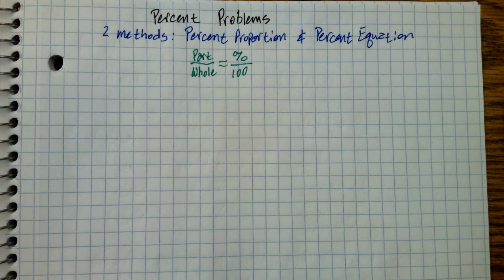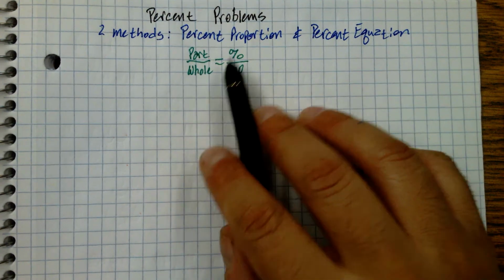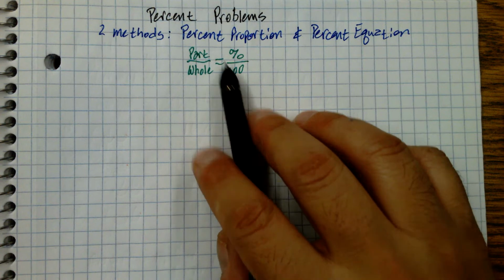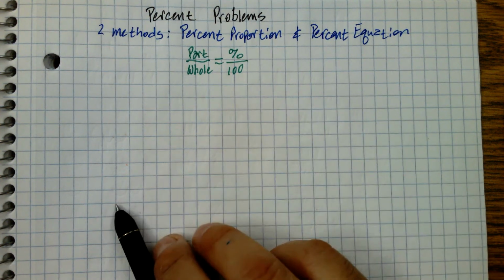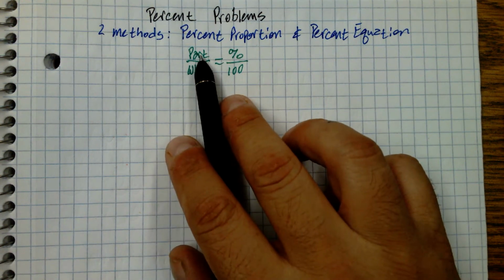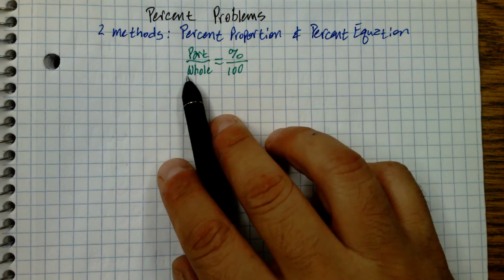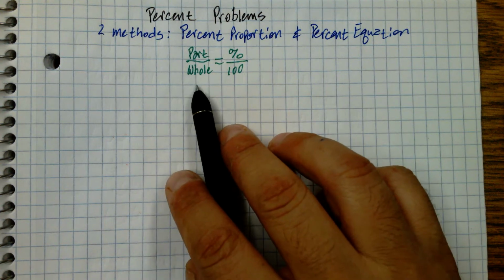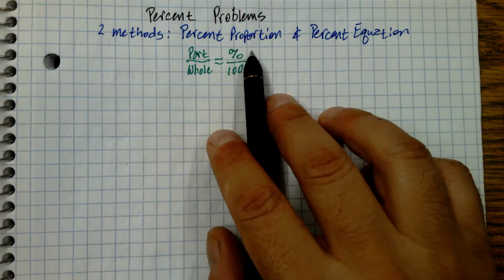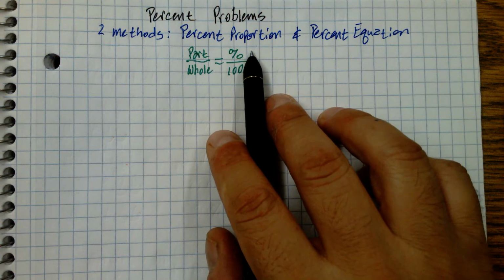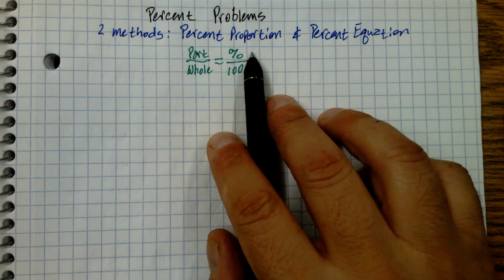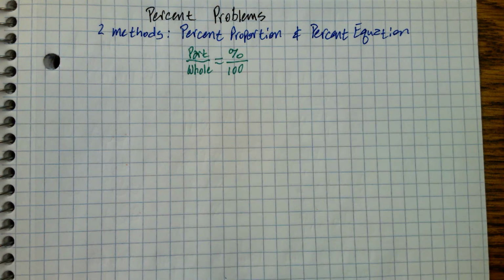Another way that sometimes people think of it, although it's not recommended all the time because not all problems will be set up that way, is "is over of" equals percent over 100. Is over of equals percent over 100. Is being the part, the number that represents a part, of meaning the number that represents the whole, and then the percentage, obviously. They'll say whatever percentage, or they'll say what percent, and 100. Okay?